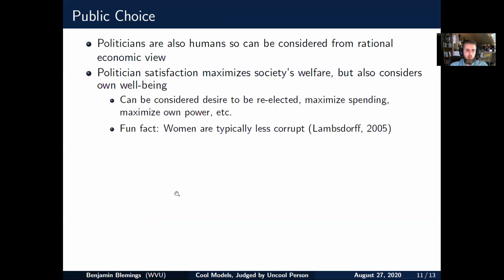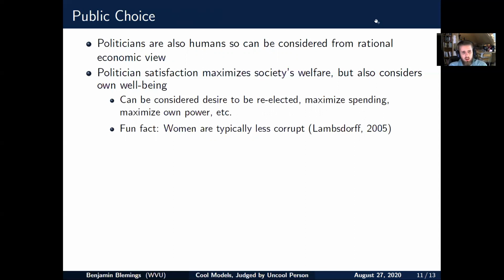Public choice is just that politicians are also humans, and so they can be considered from this rational economic viewpoint. Politician satisfaction: they maximize society's welfare, but they might also care about themselves outside of broader society. So they could be considered as wanting to be reelected, wanting to maximize the spending of the government, wanting to maximize their own power, and wanting to maximize the ego boost they get from being in office.